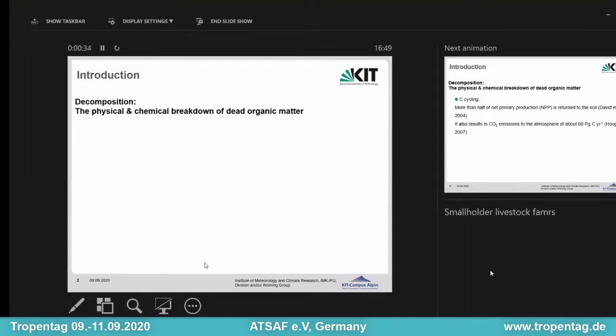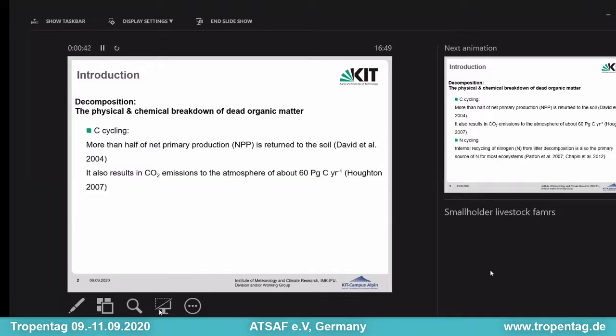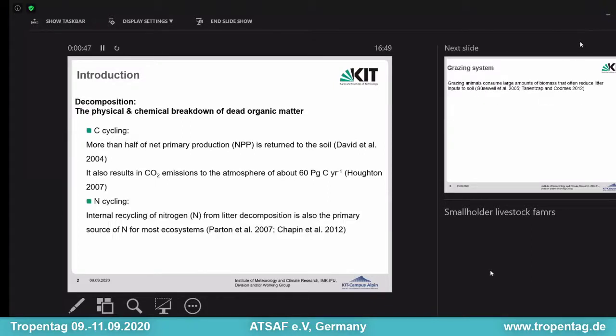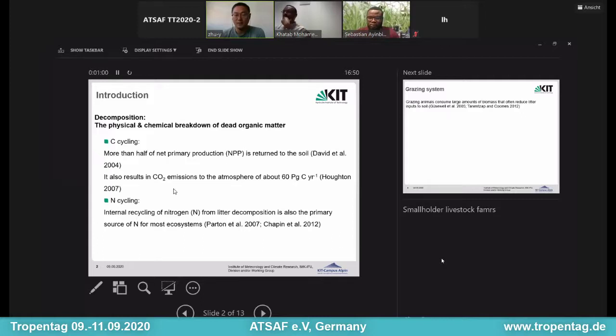So first, let's talk about why we focus on decomposition. Decomposition is the physical and chemical breakdown of dead organic matter, and plant litter decomposition is very important for carbon and nitrogen cycling. For example, more than half of the net primary production is returned to the soil through litter decomposition. It also results in CO2 emission to the atmosphere of about 6 Pg carbon per year. And for the nitrogen cycle, internal recycling of nitrogen from litter decomposition is also the primary source of nitrogen for most ecosystems.